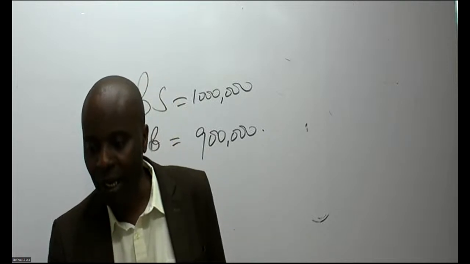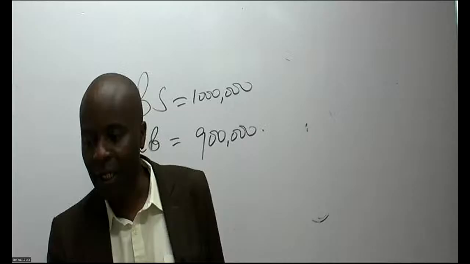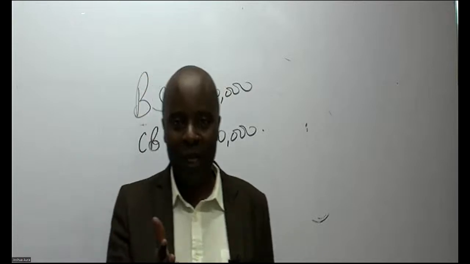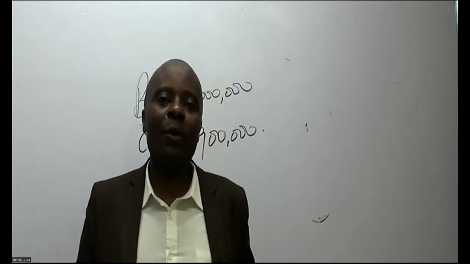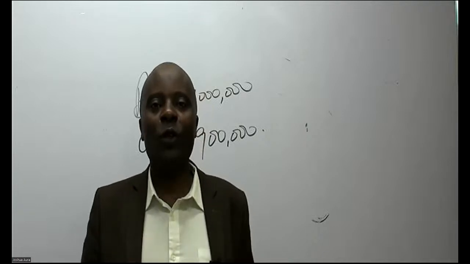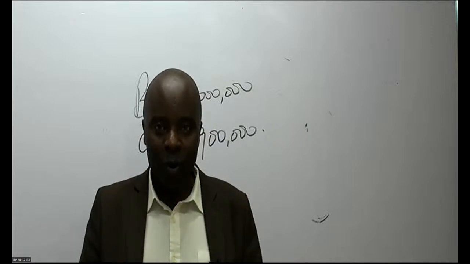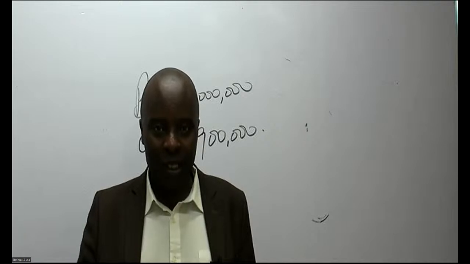Now, ladies and gentlemen, from there, we have the second item. We have what we call time lag between depositing amounts into the bank account and this appearing on the bank statement, what we call unrecorded lodgements. Remember, especially in those good old days, we have received as RCM Online College some payment in the form of a check. Of course, we are a good college with controls. Whenever we get a check, we rush with it. If possible, on the same day we have received the check, we bank it.